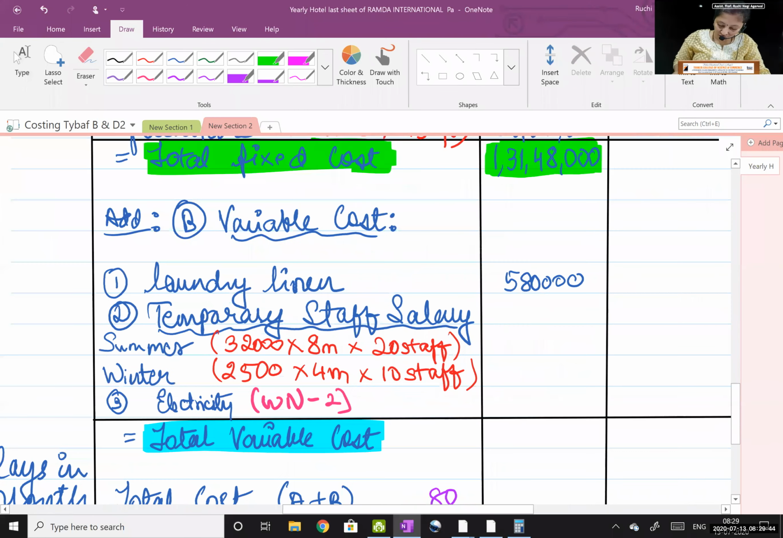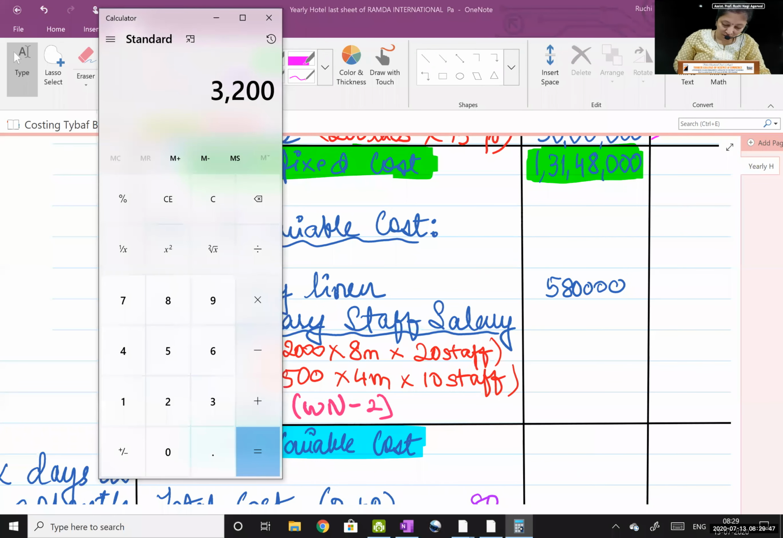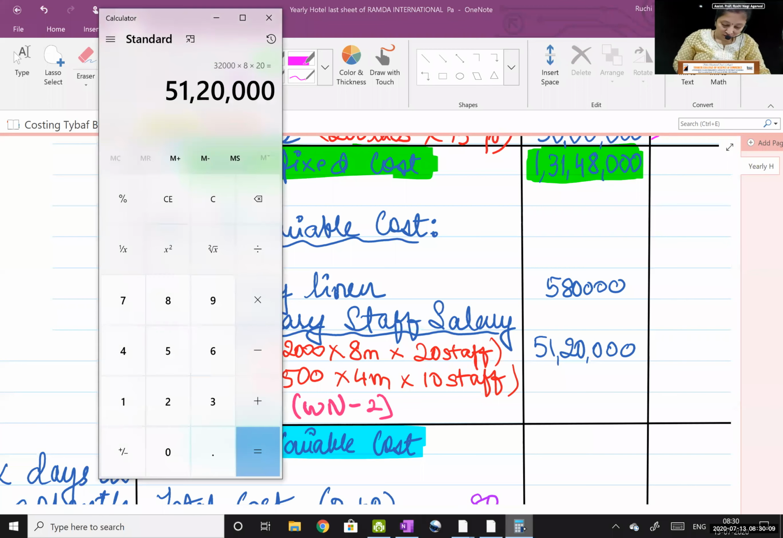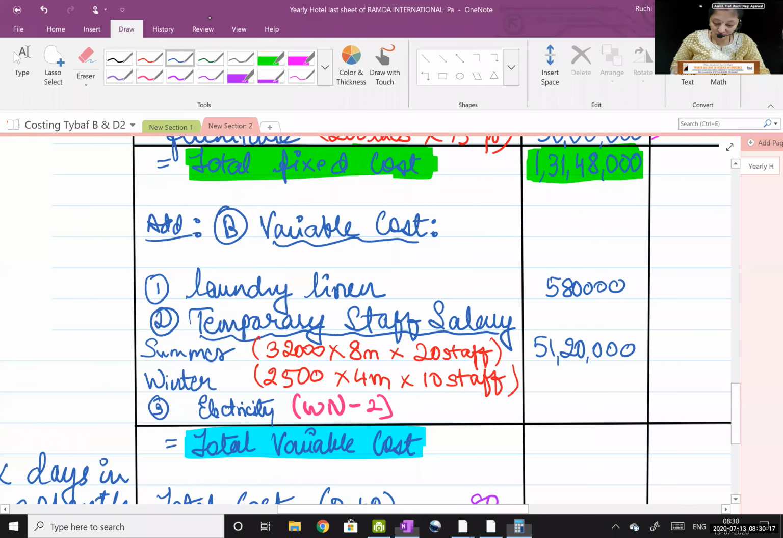Okay, so let us do the calculation. Sorry, it is 32,000. 32,000 into 8 months into 20 staff. There is 51 lakh 20,000. Okay, and next, 2,500 into 4 months into 10. So it is 1 lakh. Okay.